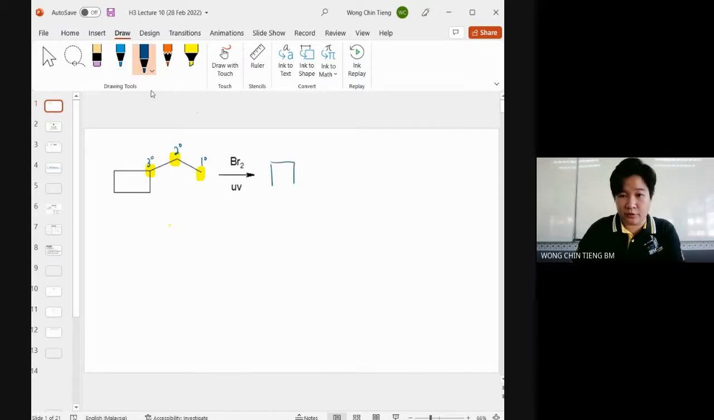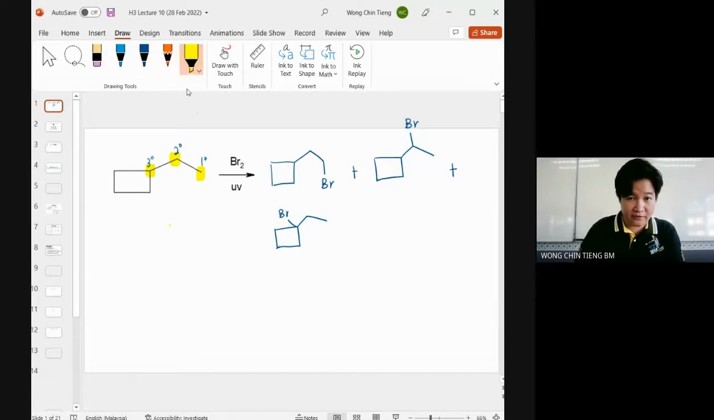So your first product over here will be on your primary, attach your BR, and then your second product over here is on your secondary, attach your BR, and then you have your third product over here on your tertiary, that is my BR. Another two products that you can have are on here and here.